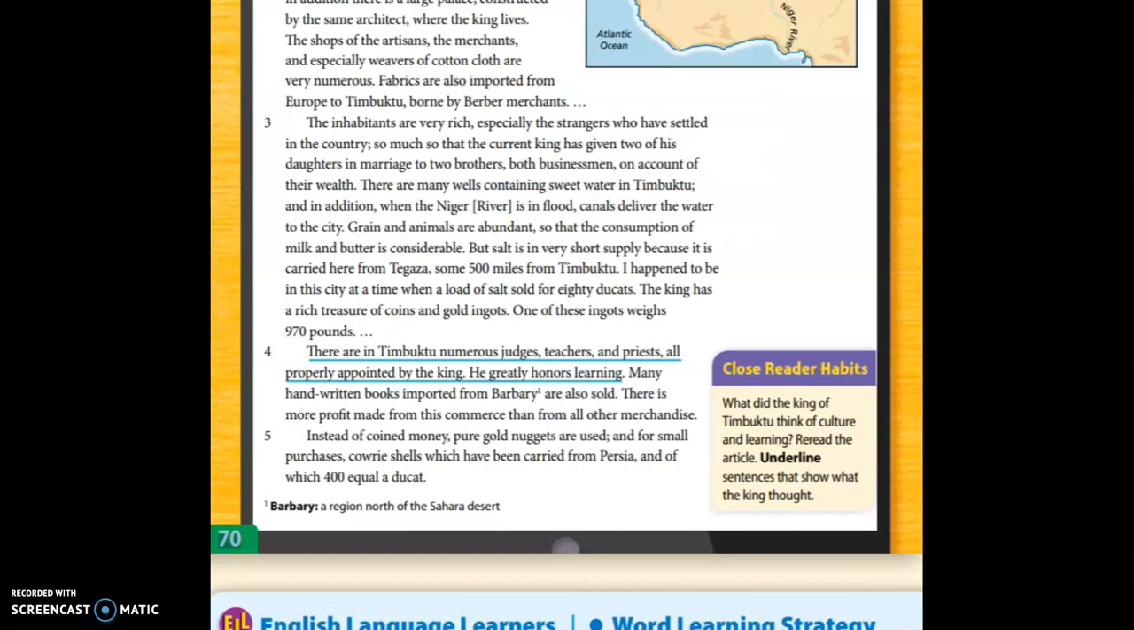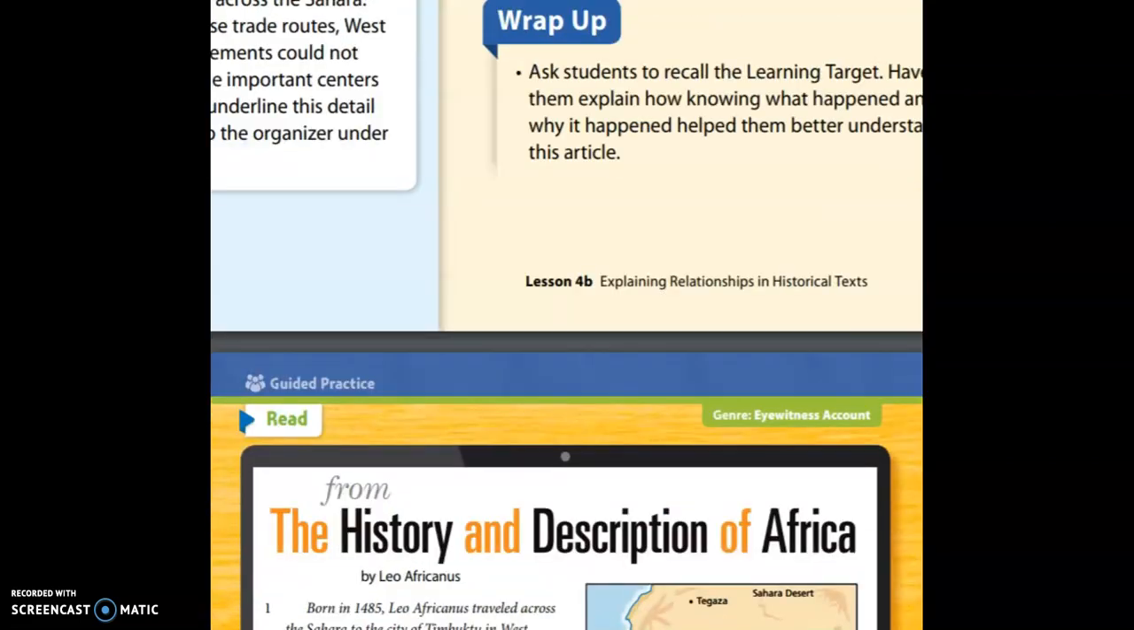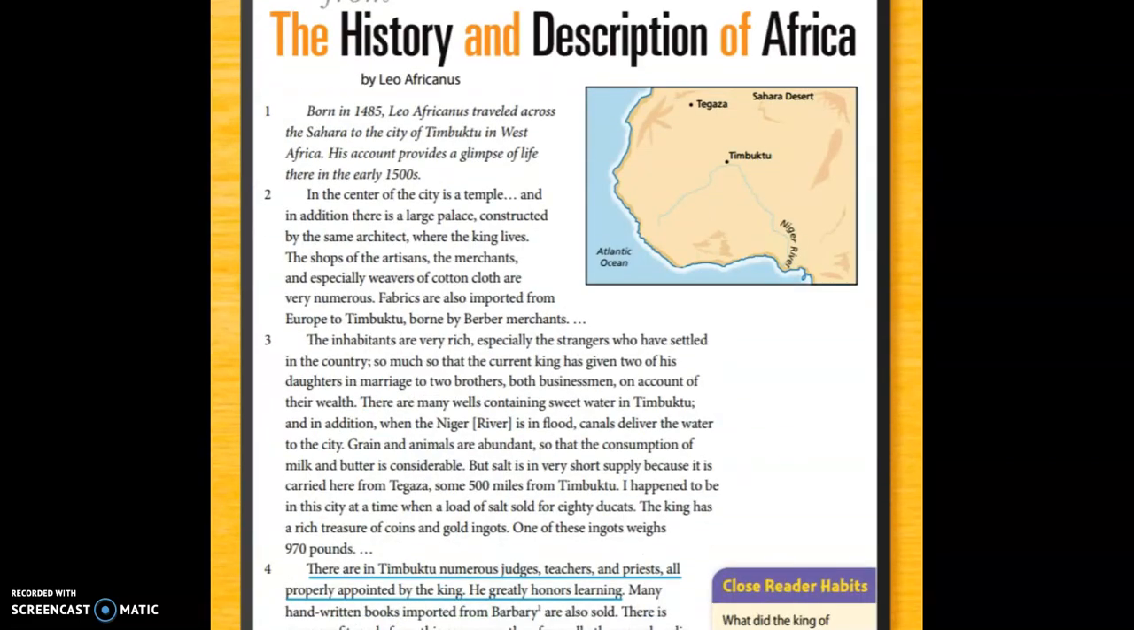So now that we have read the text, we're going to go over a few questions, like answering questions on the important parts of the text. So the first question is, who is the writer and when did he travel to Timbuktu? So let's look at the text. Scroll up and look at the text to see who the name of the writer is.